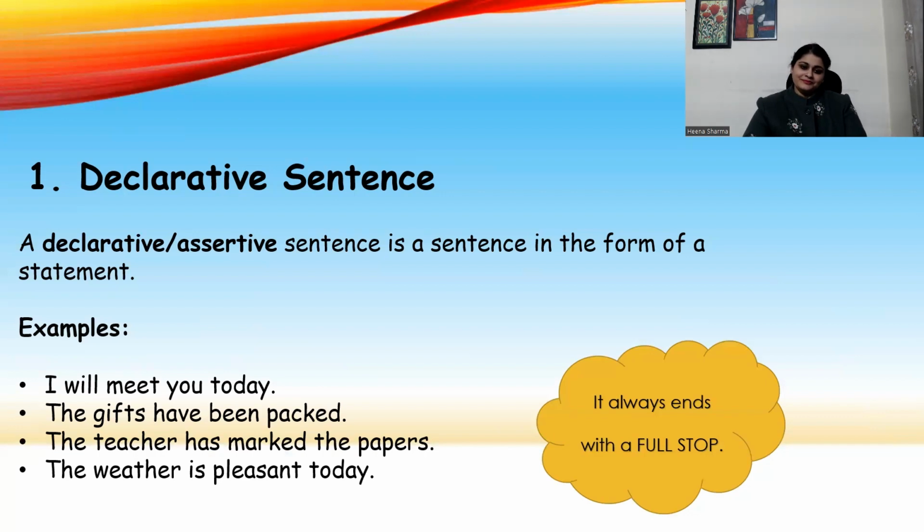For example, I will meet you today. The gifts have been packed. The teacher has marked the papers. The weather is pleasant today. So you see, all these examples are telling you something. They are all sharing some fact, some information, some declaration. Remember, a declarative sentence always ends with a full stop.